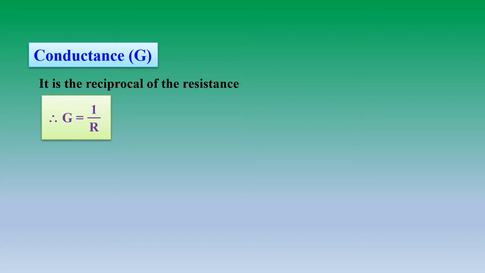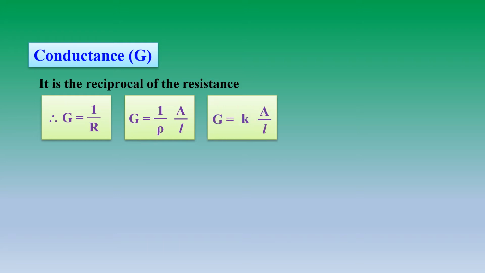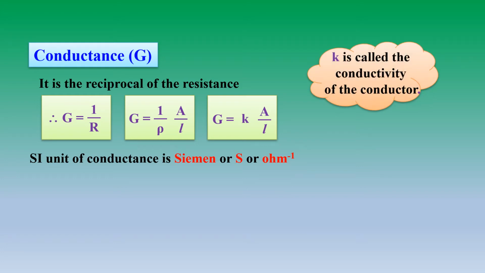Now we will consider conductance, which is denoted by G. It is the reciprocal of the resistance. Therefore, G equals 1 by R. That is, G equals 1 by rho into A by L. G equals K into A by L because 1 by rho equals K. The SI unit of conductance is Siemens, denoted S, or ohm inverse. K is called the conductivity of the conductor, or specific conductance, and it is called kappa.